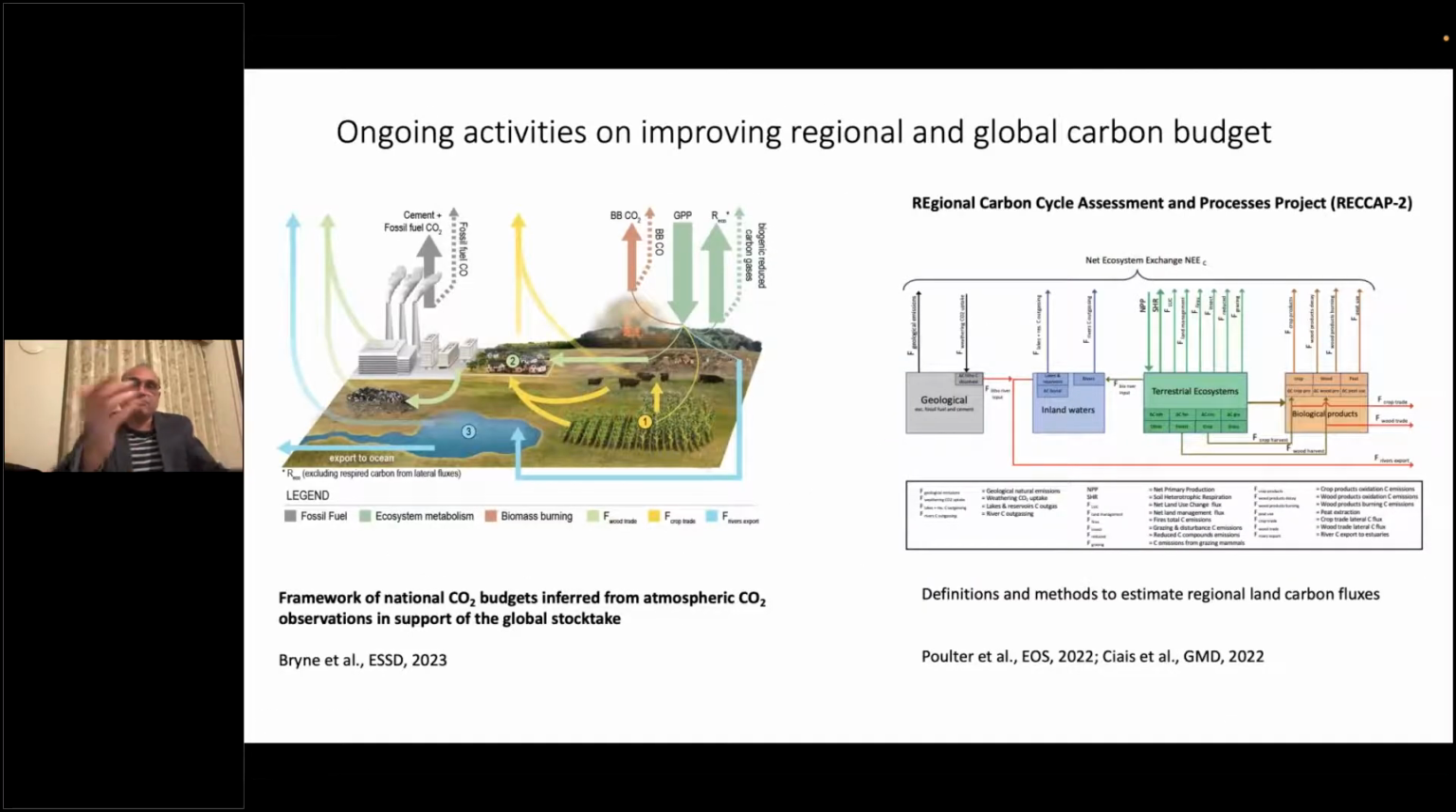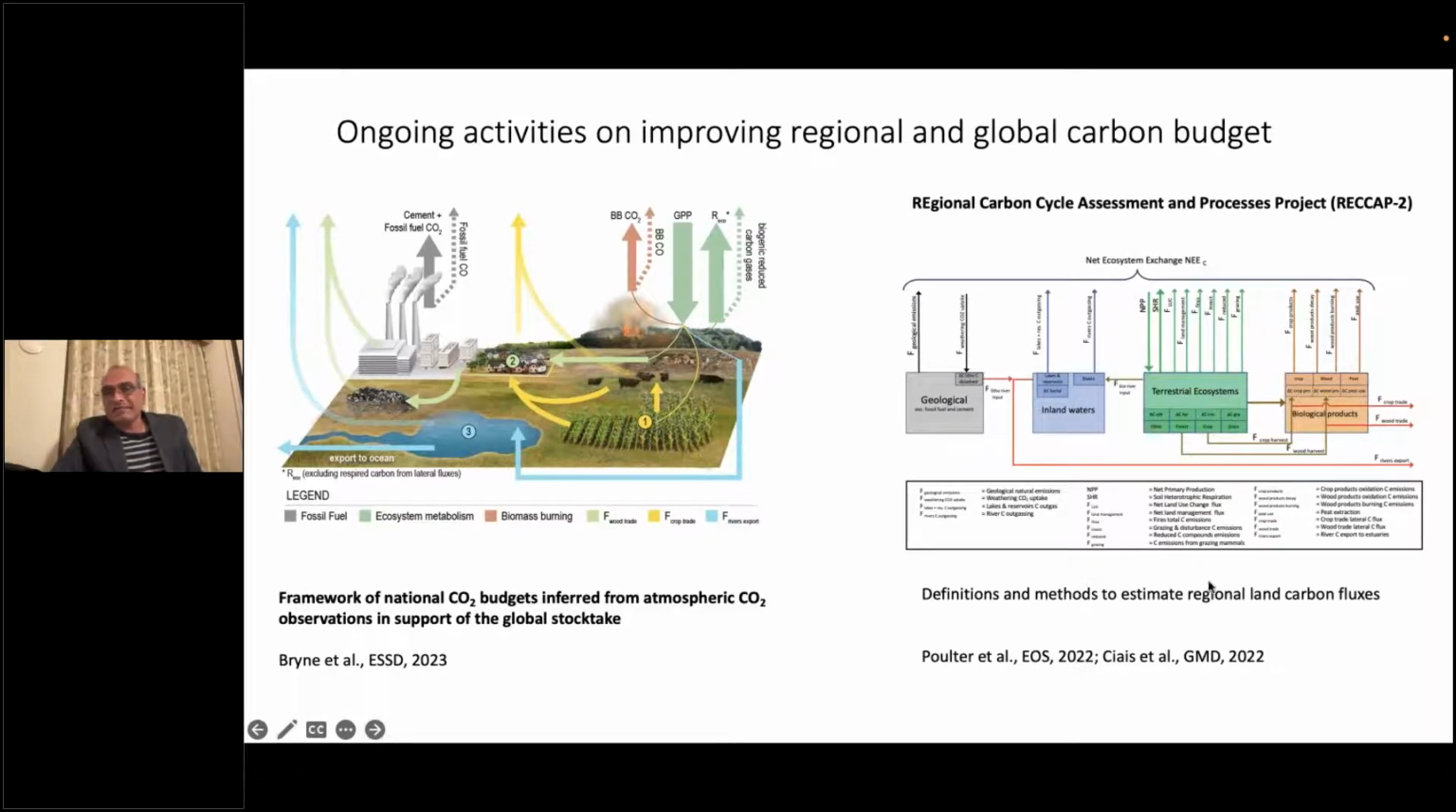And again, in the process of understanding how to improve the regional budget and assessments, and how to make policy, we are coming out with a very different kind of framework, where you account for fossil fuel emissions, ecosystem metabolism, biomass burning, and also the trade. For example, I was talking about the trade of manufactured goods. You also have wood trade and food trade, and all sorts of things have to be accounted for between the regions when you discuss what is happening within one continent.